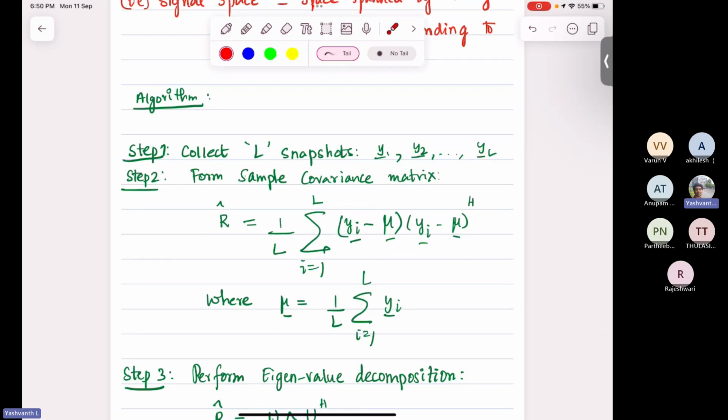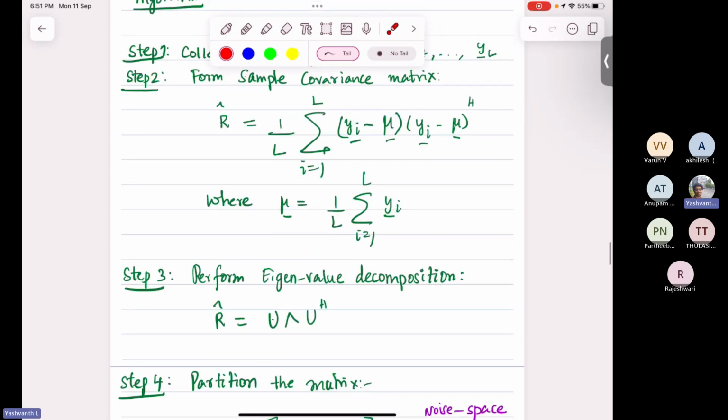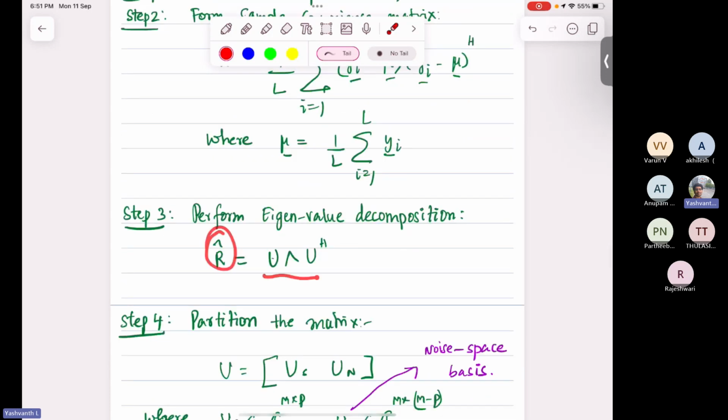MUSIC has to collect L snapshots. Okay, so y1, y2, and so on till yL, each of dimension M cross 1. With these L snapshots, form the sample covariance matrix, very similar to PCA. That is defined as this particular summation. Now, once you form the sample covariance matrix, do an eigenvalue decomposition, again similar to PCA. Do an eigenvalue decomposition U lambda U Hermitian.